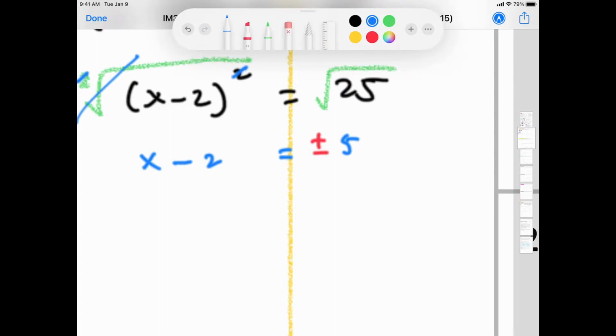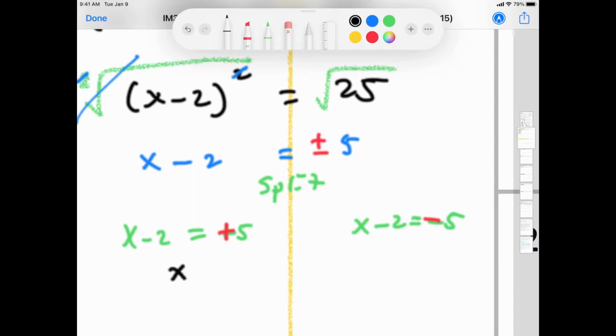Now, I'm going to show you this algebraically, and then I'll show you what it would look like if you decided to split it at plus 5 and minus 5. Actually, let's split it now. Okay, so I have x minus 2 equals a positive 5, and x minus 2 equals a negative 5. Do you see how the plus and minus now are split there? Okay, so let's just solve this. You add 2 to both sides, you'll have x equals 7, and x equals negative 3.